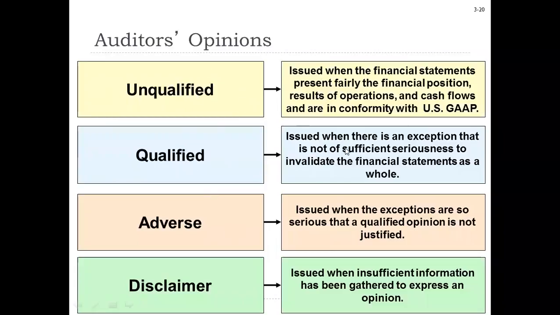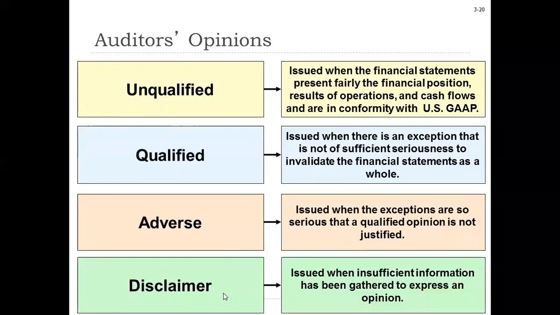Qualified means the financial statements as a whole are fairly presented, but there are certain things that may not be correct or may not be in accordance with GAAP, or there are a couple of exceptions, but those exceptions are not so serious that they make the whole financial statements messed up. Adverse, on the other hand, is an opinion saying the financial statements are not fair. They're not good. They're junk.